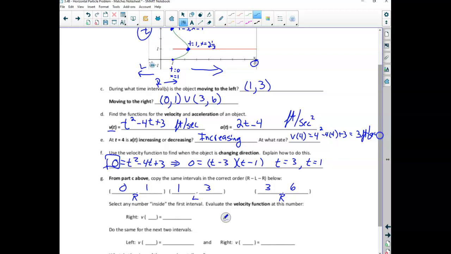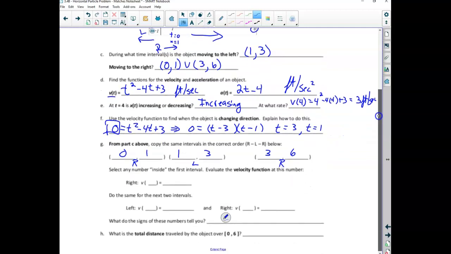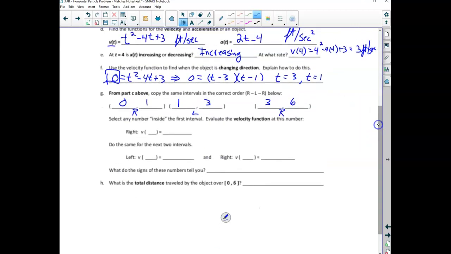So we went right, left, right. What we're going to do is select any number inside my first interval between 0 and 1. I know from previous experience, if I ask a student to pick a number between 0 and 1, they typically pick a half. We're going to plug that half into our velocity. My velocity function is 1/2 squared minus 4 times 1/2 plus 3. Isn't that 1/4 minus 2 plus 3? That's 1 1/4, which is 1.25 for the decimal freaks, but that's feet per second.